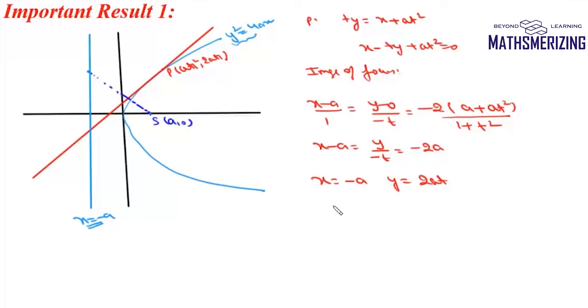So the image of the focus, suppose it is S', is (-a, 2at). Now what is the x coordinate? The x coordinate is -a. So that means this S' will lie on the directrix of this parabola.